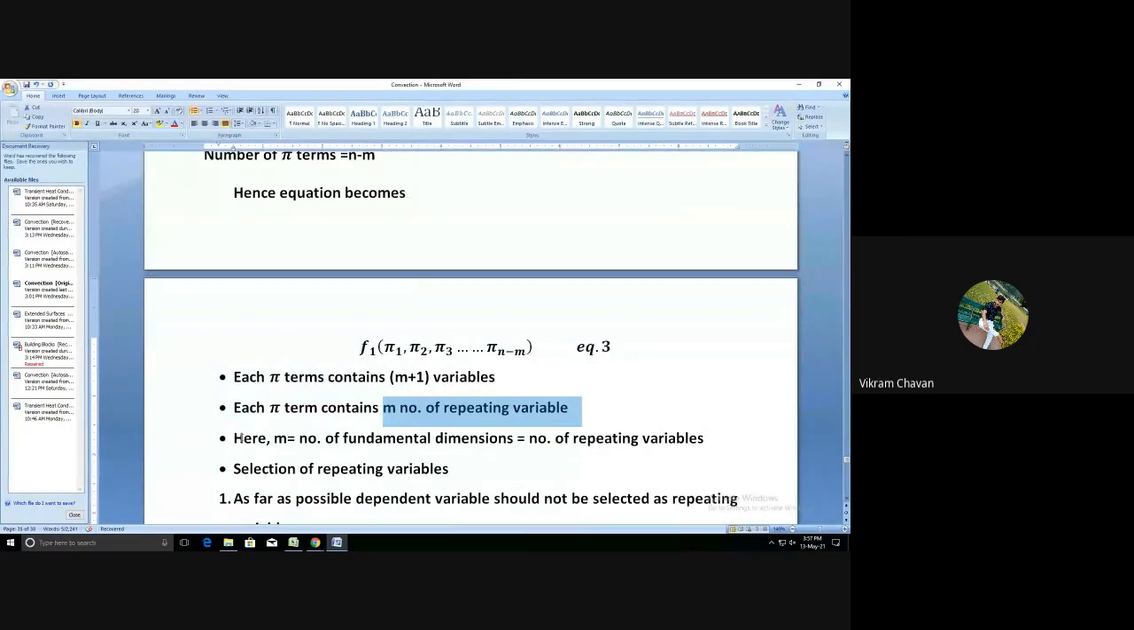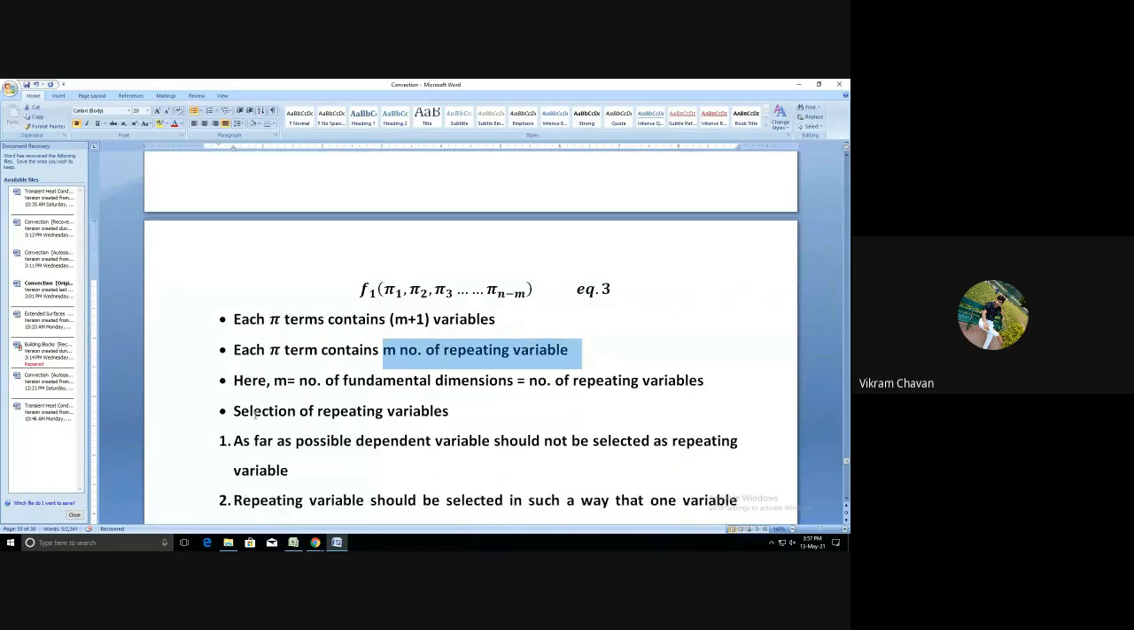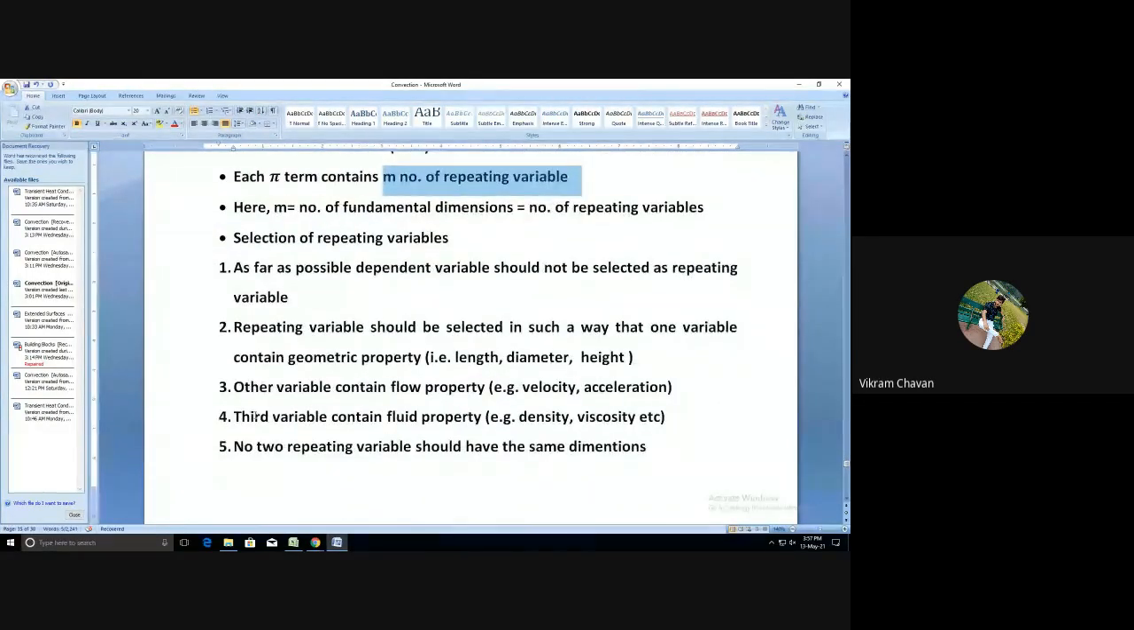And which variable we need to select as a repeating variable, that is also the most important concept in the Buckingham pi theorem. If you make a mistake while selecting the repeating variable, then your further analysis will collapse, or we can say that it will tend to meaningless analysis. So the selection of a repeating variable is an important part. How to select the repeating variable? There are some conditions for selecting the repeating variable, and we are going to discuss those conditions.